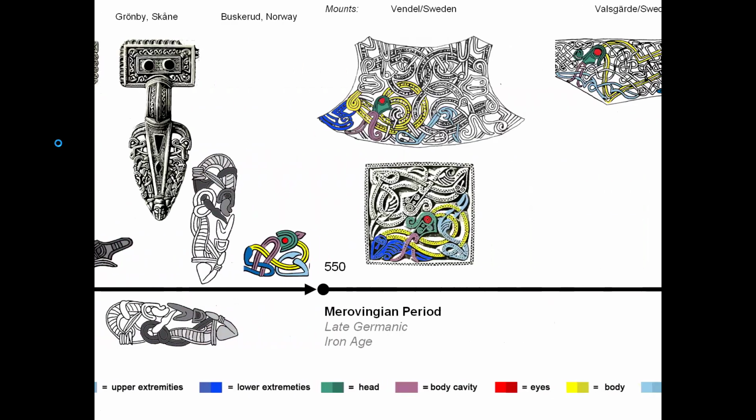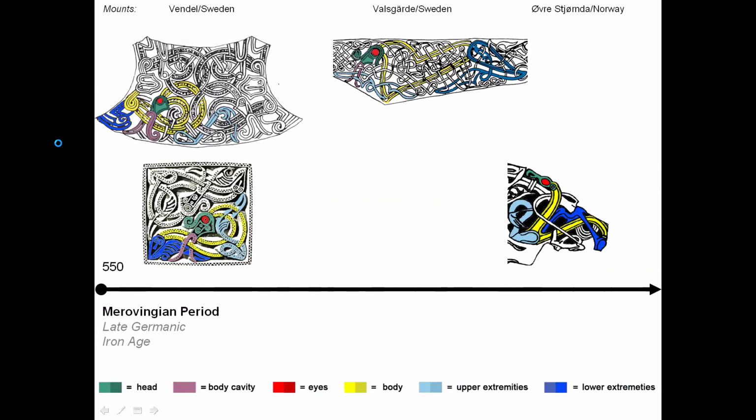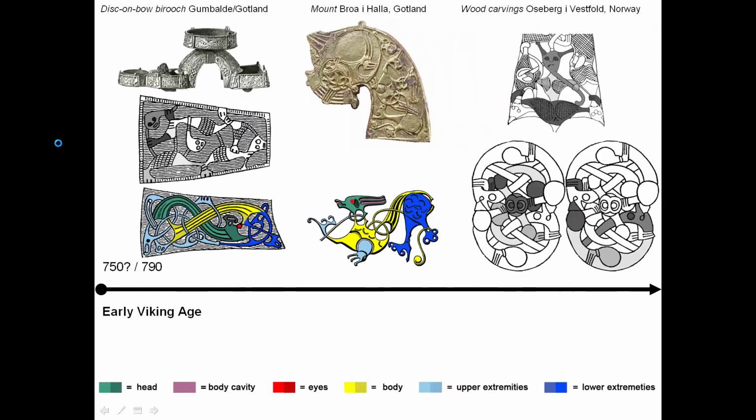This style developed further during the Merovingian period, better known in Sweden as the Vendel era. By the beginning of the Viking Age, around 750, the ribbon principle continued in an even more stylized form. At this point, body parts can be difficult to identify unless the viewer is trained to do so. Early Viking Age art includes ribbon-shaped beasts with double outlines, elongated limbs, and a high degree of abstraction.